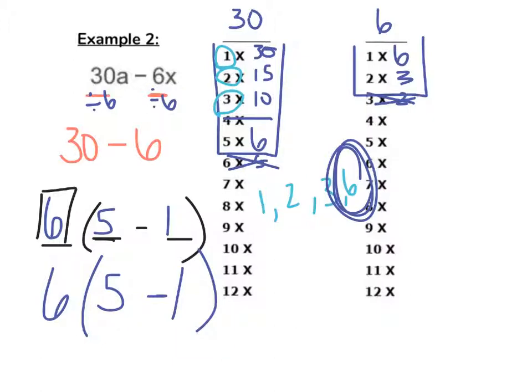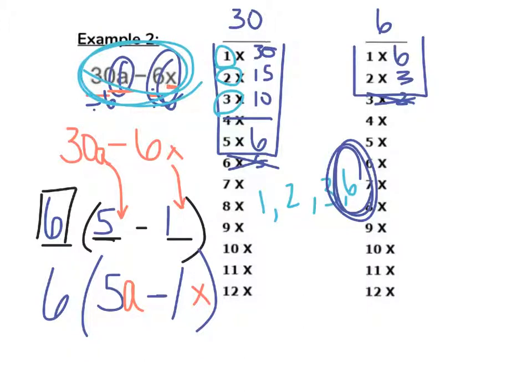But in this example, we have variables. We have an a and we have an x. So like with our other examples, because we don't know what the a and the x stand for, we have to bring those along for the ride. So what that's going to look like is we're just going to keep the variable attached to our number. So our final answer would look like 6 times 5a minus 1x. So our final answer for this example of an equivalent expression would be 6 times parentheses 5a minus 1x.